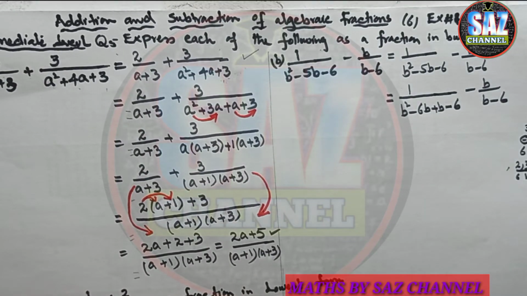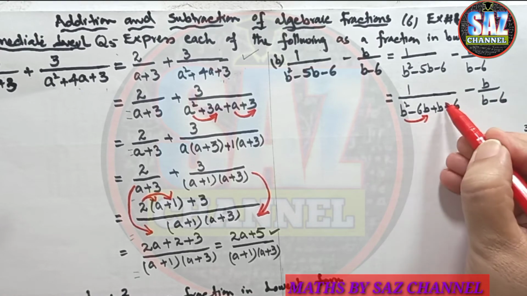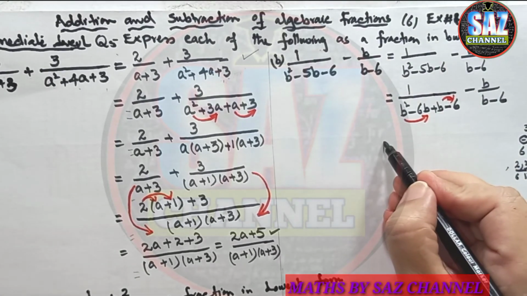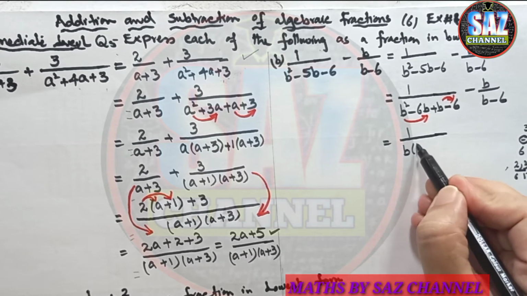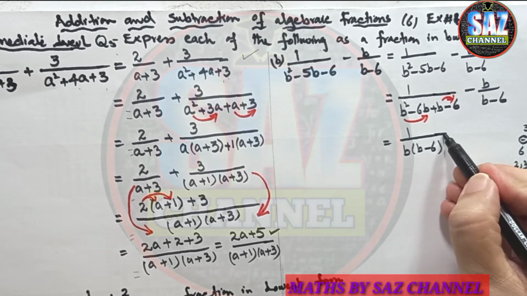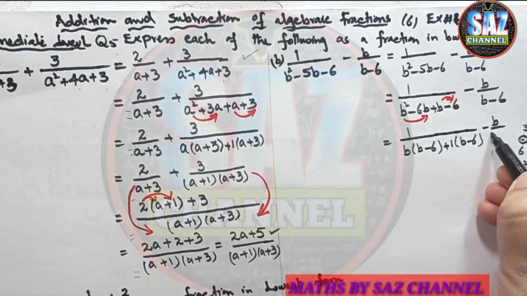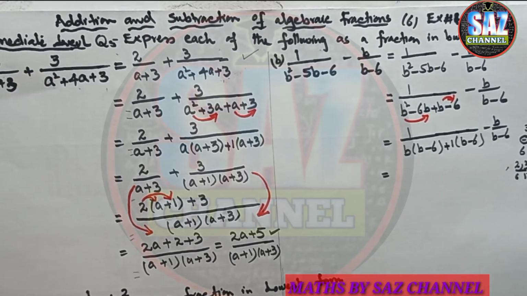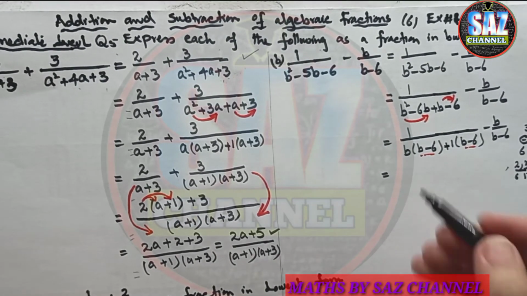Now what we have to do is make groups of like terms from the denominator of the first fraction to write it in the simplified form. So it will become 1 over, from the first group I can extract b out, b minus 6 plus 1 is the common factor, and b minus 6, minus b upon b minus 6. Now I can see that b minus 6 is the common group. Extract it out, pull it out.